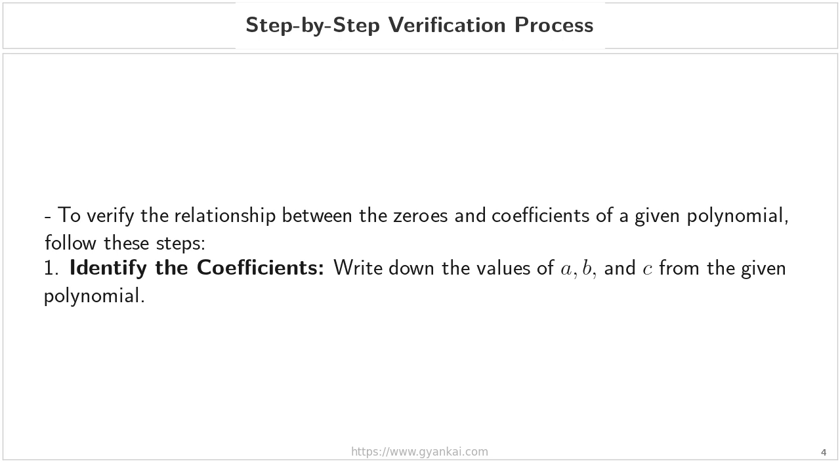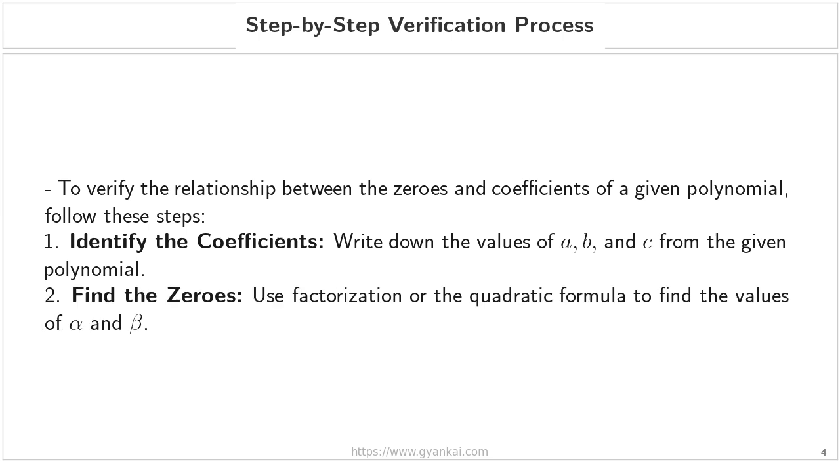First, your very first step is to identify the coefficients. Look closely at your given polynomial and clearly write down the values for a, b, and c. Be extra careful with the signs here, as we will discuss later in the lesson. Second, you need to find the zeros. Using the skills you learned in our previous lessons, use methods like factorization or the quadratic formula to solve the polynomial. Your goal here is to find the specific values of alpha and beta.